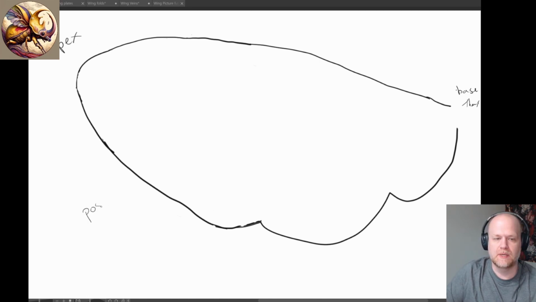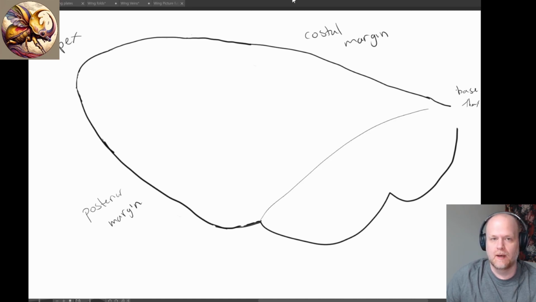This would be called the posterior margin, and this is called the costal margin. Or you could call it anterior, but it's usually called the costal margin in keys, because of the veins. The first vein is called the costa, but we'll get to that in a minute. The wing is divided into generally two sections along a fold here. And it is attached to the thorax with a series of plates here.